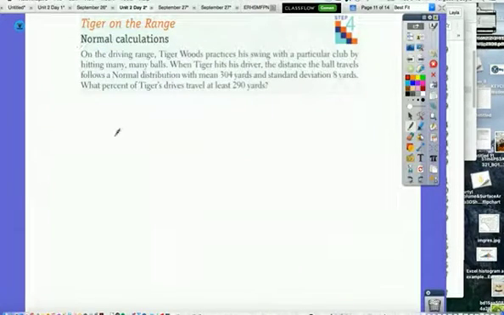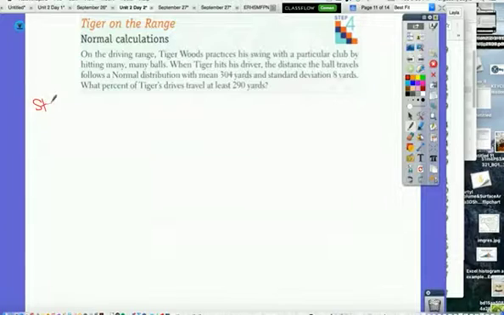This example is about Tiger Woods. It says on the driving range, Tiger Woods practices his swing with a particular club by hitting many, many balls. When Tiger hits his driver, the distance the ball travels follows a normal distribution with a mean of 304 yards and a standard deviation of 8 yards. What percent of Tiger's drives travel at least 290 yards?